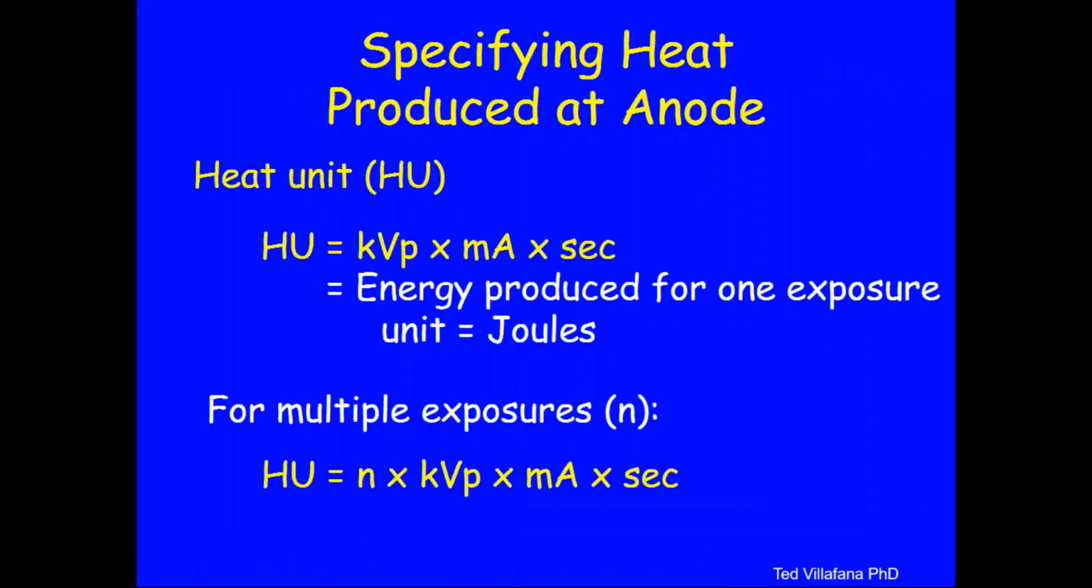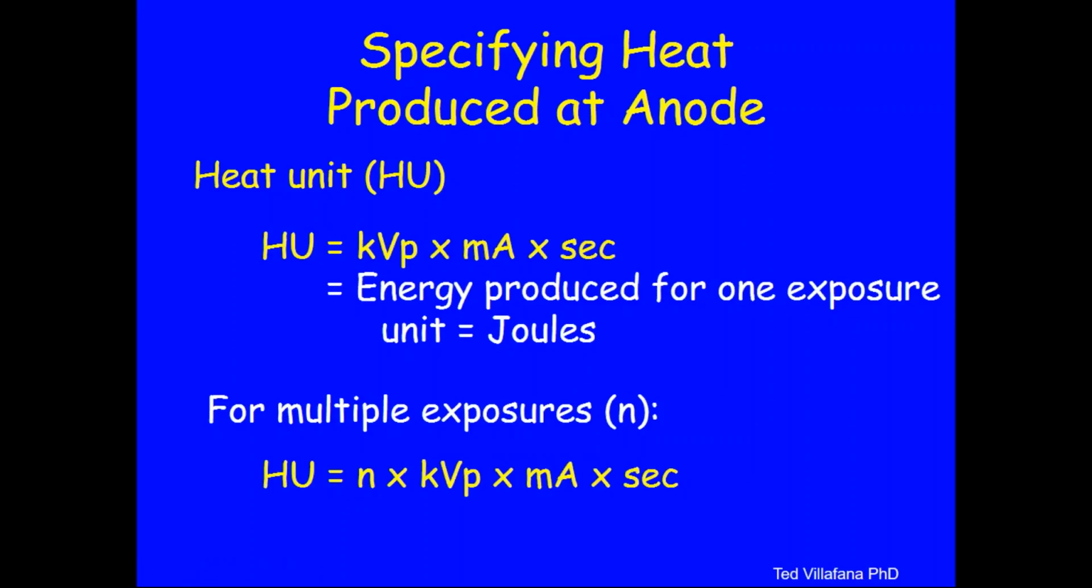Okay. How do you calculate heat units? How do you calculate how much heat is produced at the anode? First of all, it's the heat unit, HU, that we use to specify amount of heat. And here you have the heat unit equals the running product of KVP, MA, and time. And it's approximately the energy. It's a measure of the energy produced for one exposure in units of joules.